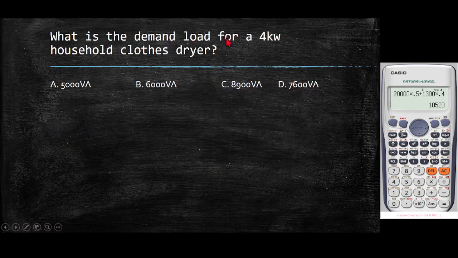What is the demand load for a 4 kilowatt household clothes dryer? Ito lumabas sa mga nakaraan na exam. So 4 kilowatt is 4,000 watts. Ang pinaka minimum na gagamitin for clothes dryer is 5,000. So ang tamang sagot dito is 5,000 kasi hindi siya umabot sa minimum. Kaya 5,000 yung gagamitin.